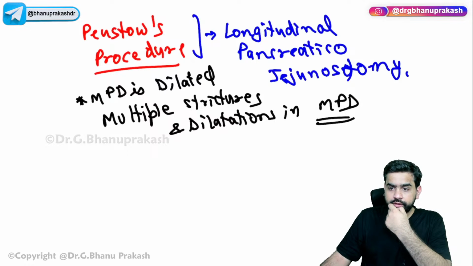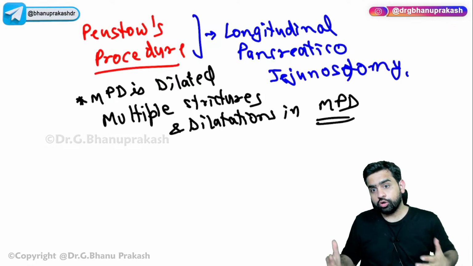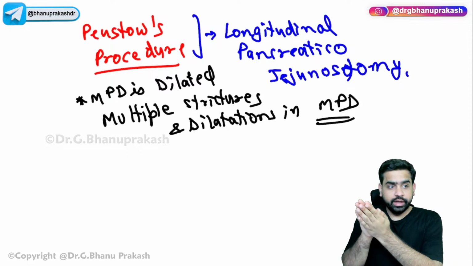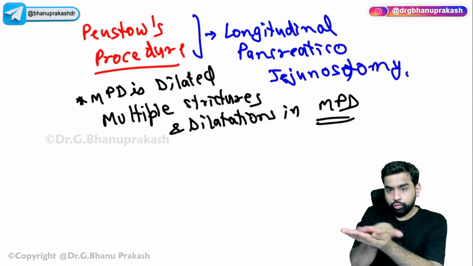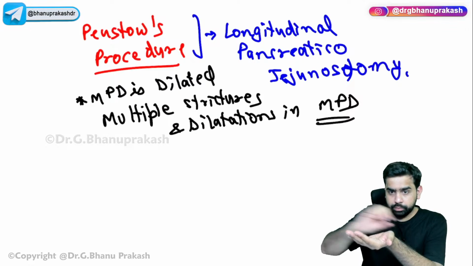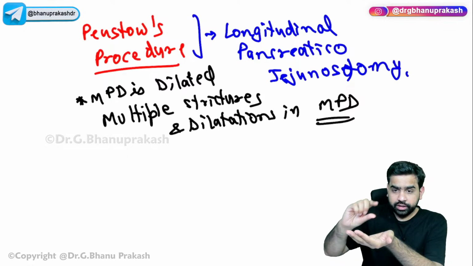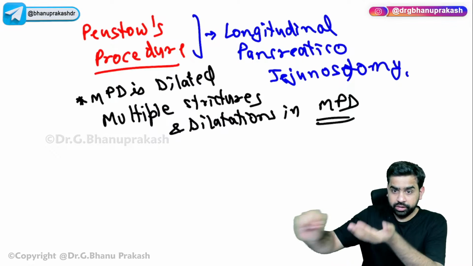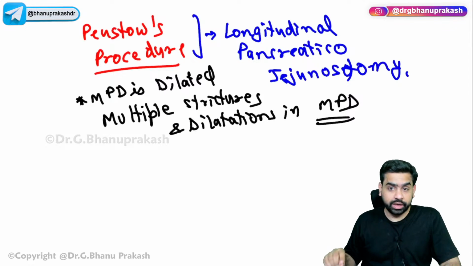Okay. Now, what you need to understand over here is that we were talking about the Puestow procedure. So what was the Puestow procedure? In this, what you basically do is that you open the pancreas like this. So longitudinally open the pancreas. Now, in this particular pancreas, in the main pancreatic duct, there are multiple dilatations and strictures present along the length of this main pancreatic duct.